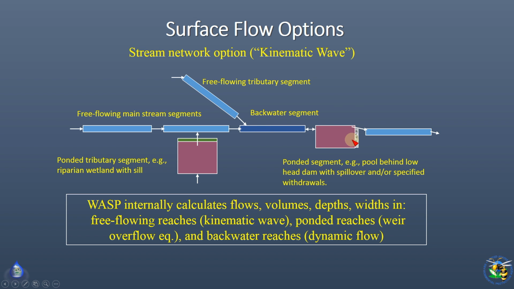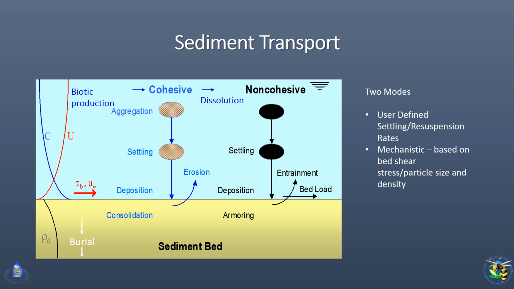And then we have a dam release or a weir that allows water to flow downstream. So you can link all of these different flow options together in a single network. I wanted to just give you a brief overview of the sediment transport options that are available in WASP.